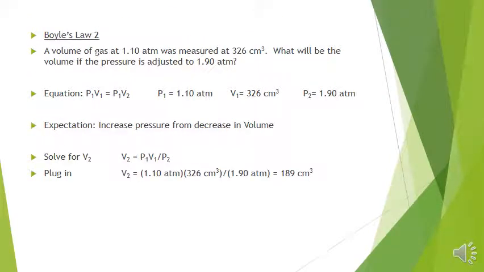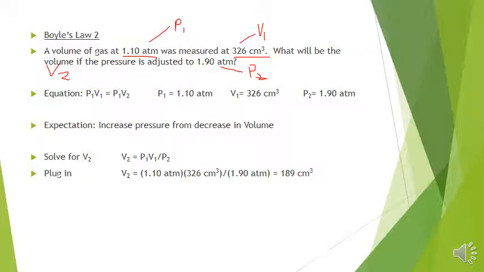All right, here's the next problem. So now we have atmospheres, and we have centimeters cubed. Volume 1 and pressure 1. Now I'm going to change, so I want to know what V2 is when pressure is increased to 1.9. Well, let's think about this.